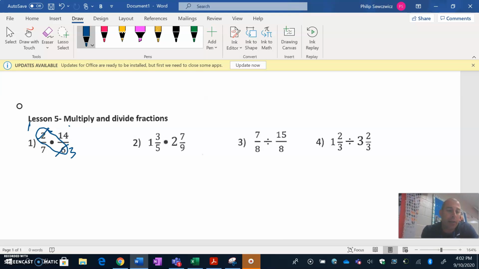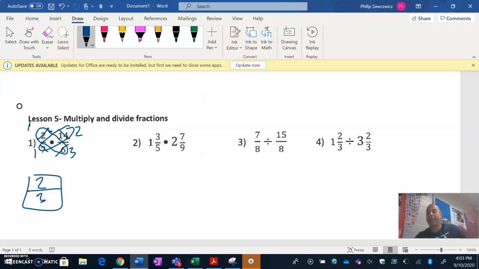Looking at my other diagonal, there's the 7 and the 14. Same thing, cross division. Is there a number I can divide both those by? And you should say, yes, that number is 7. So we're going to divide them both by 7. So 7 divided by 7 is 1, and then 14 divided by 7 gives me 2. So after we do our cross division, we multiply across. So 1 times 2 is 2, 1 times 3 is 3, 2/3, we're done.